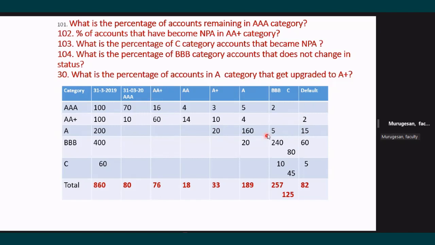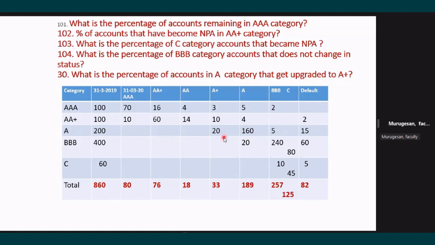Understood? This is only reading the chart. Now you see the third one. 200 accounts were there last year. Just analysis of the data, and you can easily remember. 10 marks, 5 marks, easily you can score. I will tell you how. Now in the A category, 200 accounts are there. Now you see the A category. How many are remaining in the A category? 160.